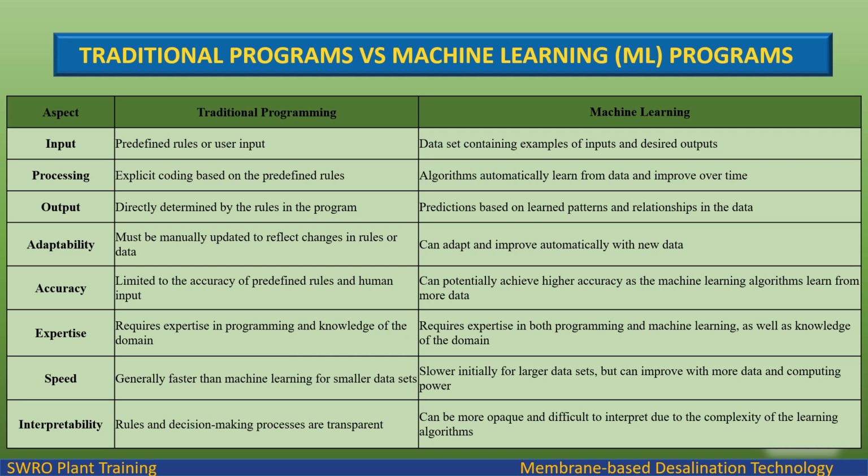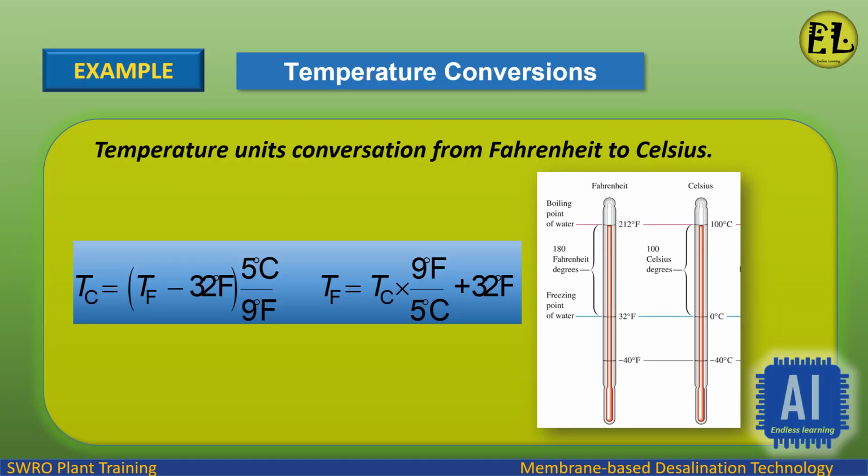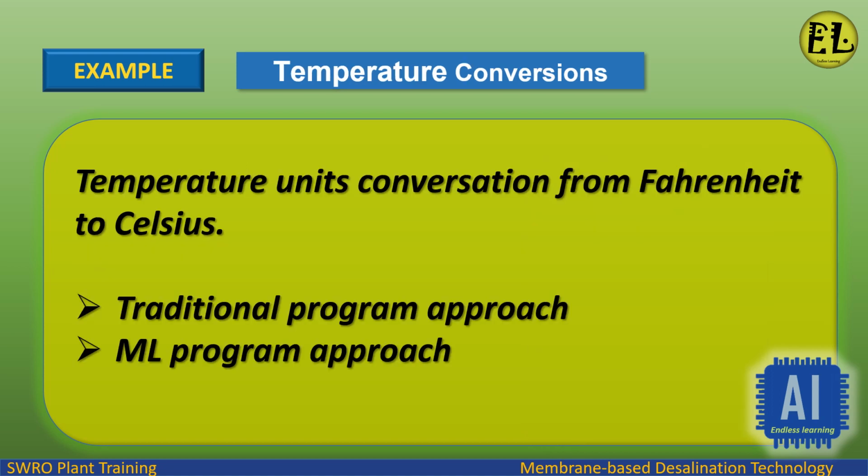Speed: generally faster than machine learning for smaller data sets, versus slower initially for larger data sets, but can improve with more data and computing power. Example: temperature conversions, temperature units conversion from Fahrenheit to Celsius, with the traditional program approach and the ML program approach.